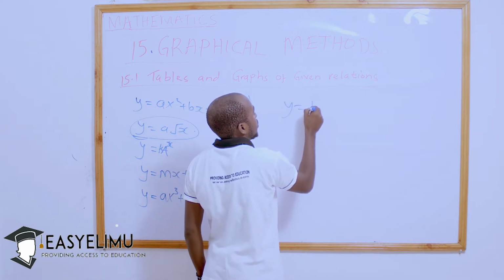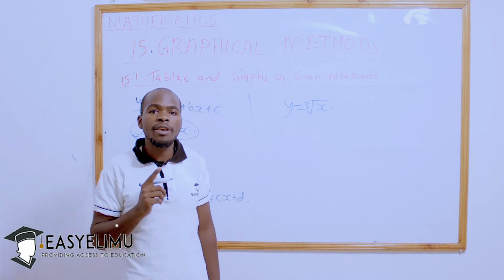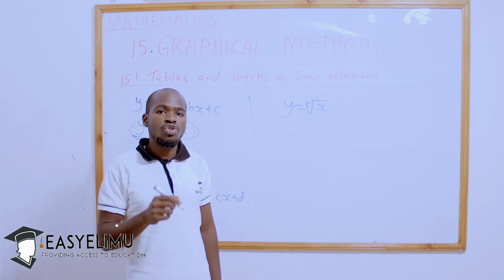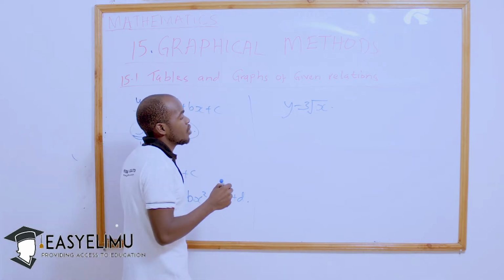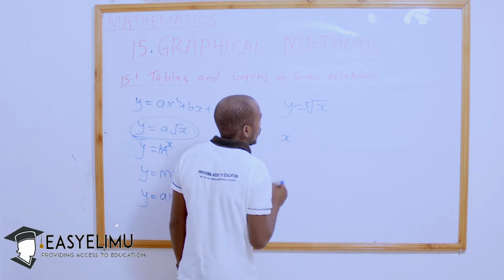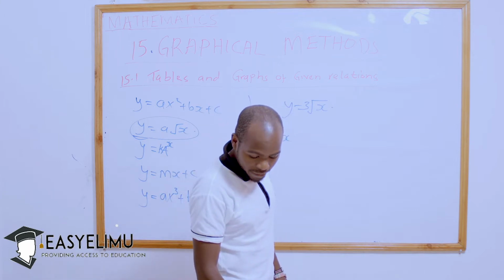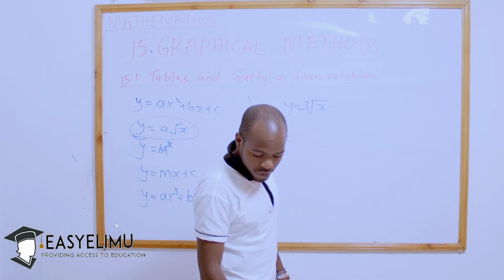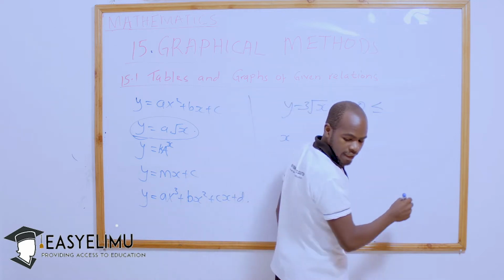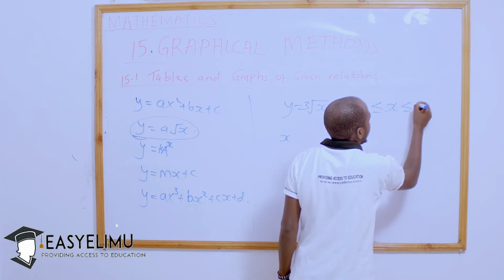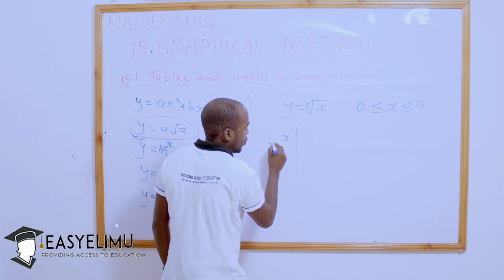So we are going to work out that of 3 root of x. The first thing you should do, if you have been given any kind of function, is to construct a respective table for it. You will start with choosing the values of x. For example, here we have been given values within the range of 0 to 9. And if you have that, you will construct a table.